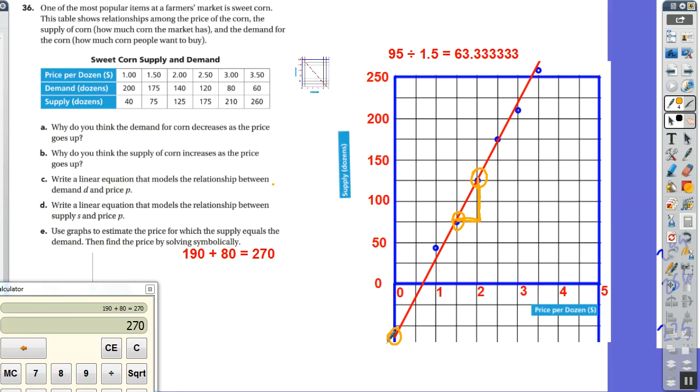Finally, E, use graphs to estimate the price for which supply equals demand. So for that one, we need to have both graphs on the same axis, and that's actually sort of interesting. I'll go ahead and do that.